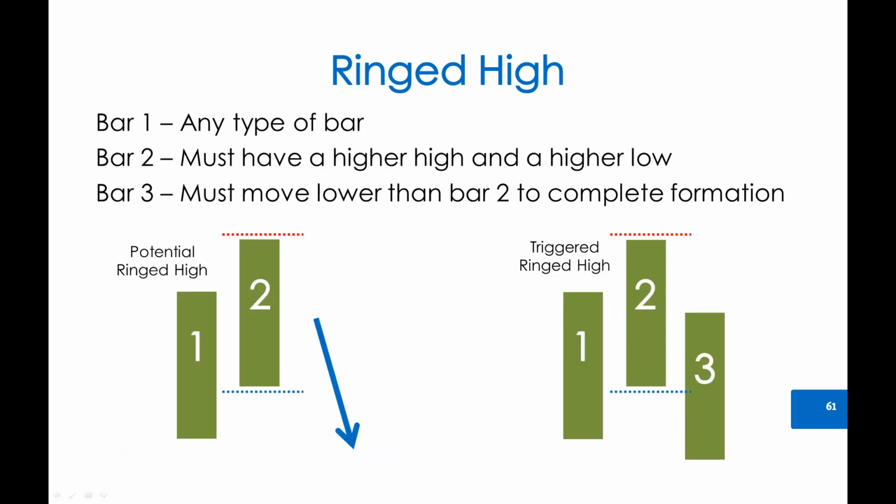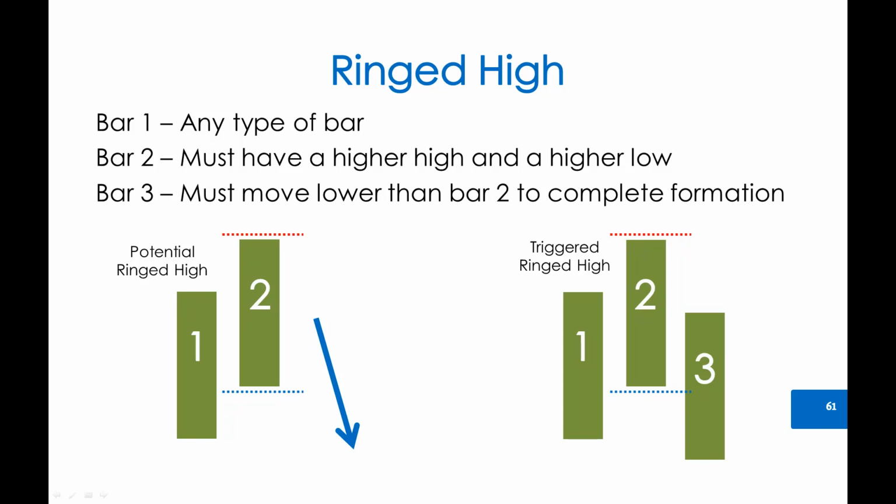Looking at a ring high formation, so this would be assuming a downtrend. Ring low, as previously, was for an uptrend. Ring high, therefore, is for a downtrend, to look to capture the momentum moving into a phase 1. In a downward market, you would be selling.